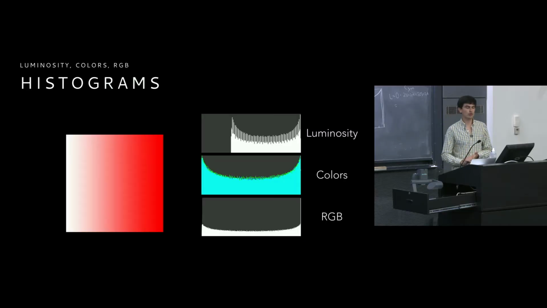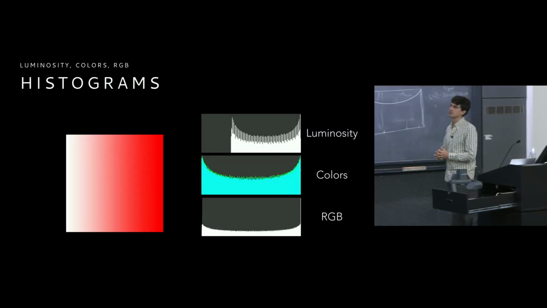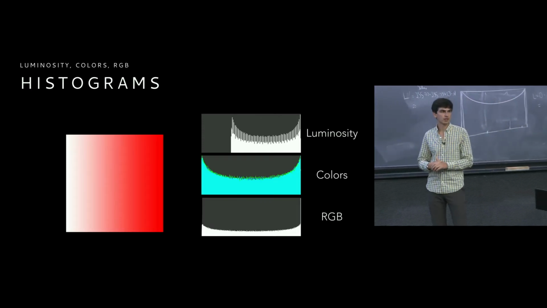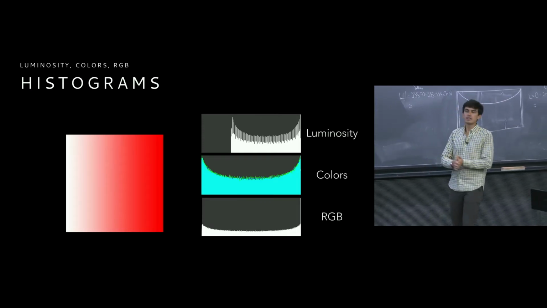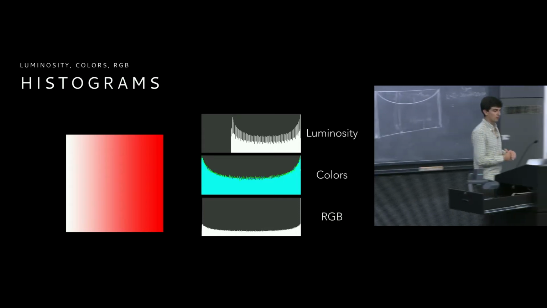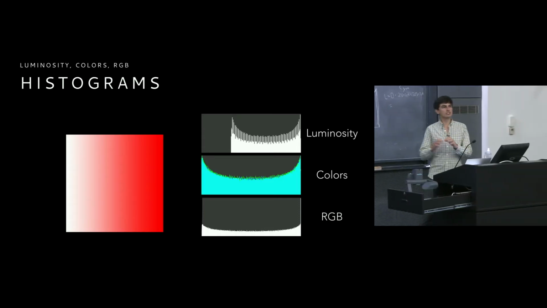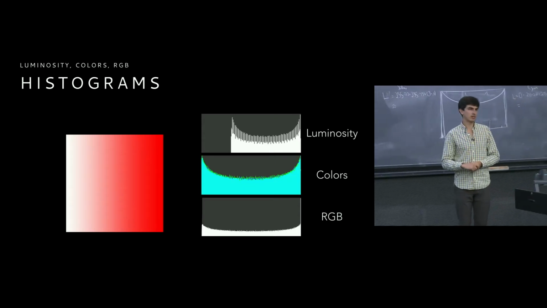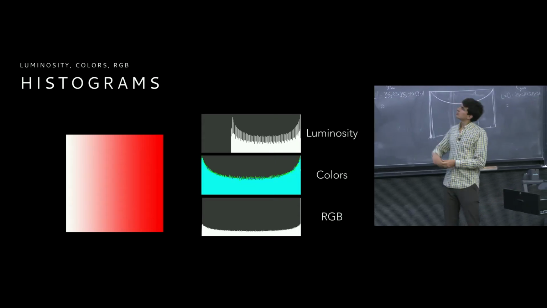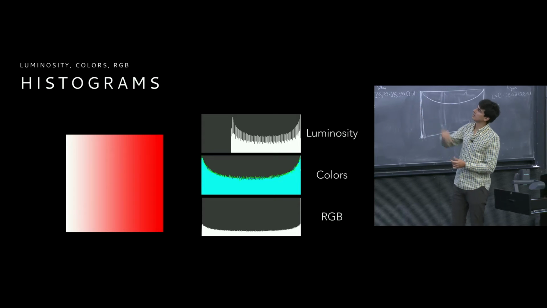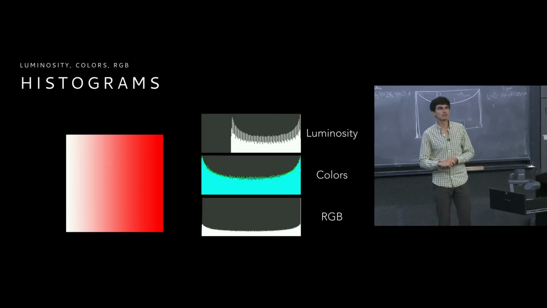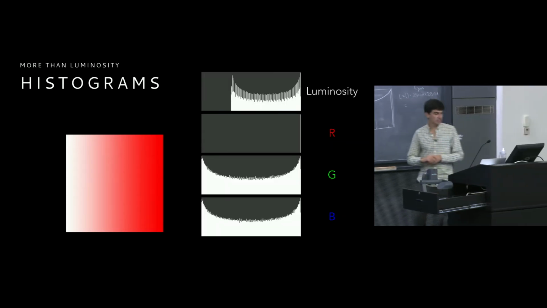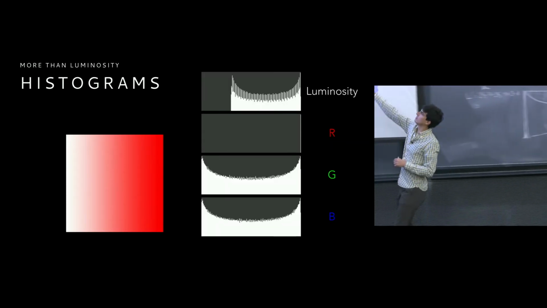And this is what those histograms look like for this same image, the same gradient from a pure white to a pure red. We have the luminosity histogram, which is the same as we saw before, but colors is basically just the red, the green, and the blue channels superimposed on top of each other. So you can see that there's some cyan in the middle of this colors component, and the reason for that is that what you are looking at is a combination of the green and the blue channel.